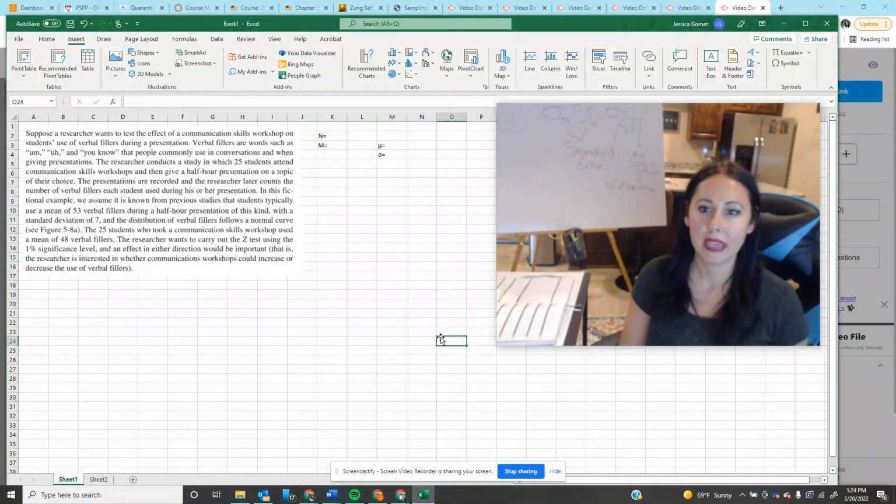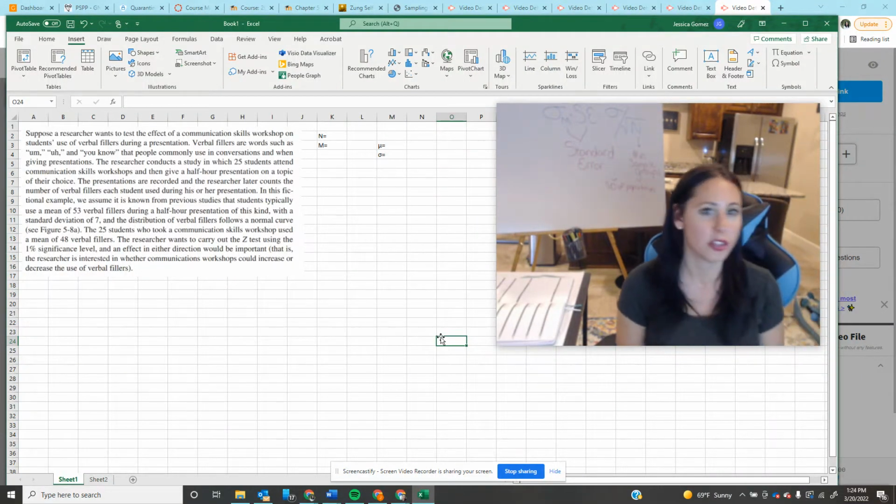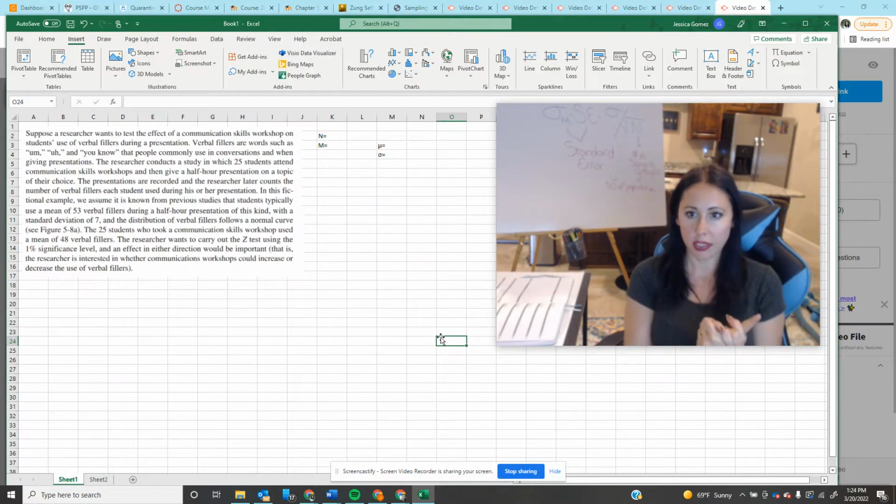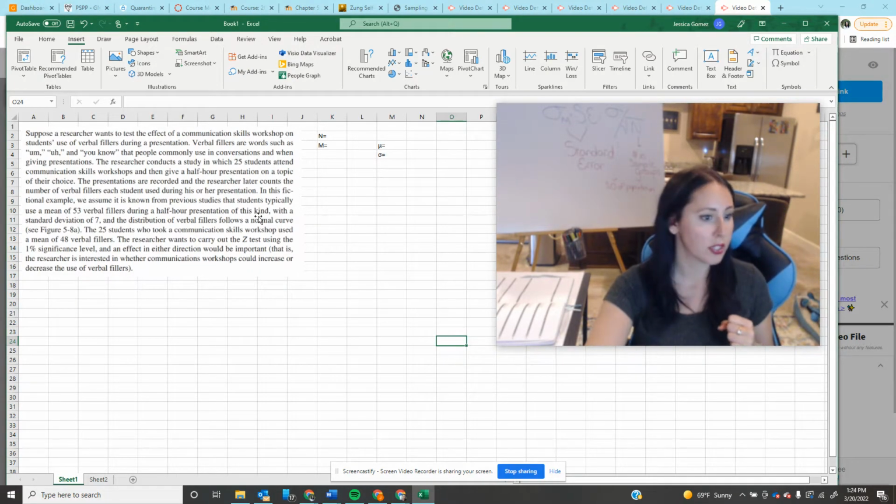All right, means of samples, example 2 from your textbook. Here's what I want you to do. We're going to read through the example, and I have it on the screen here. This is from page 153 in your textbook.